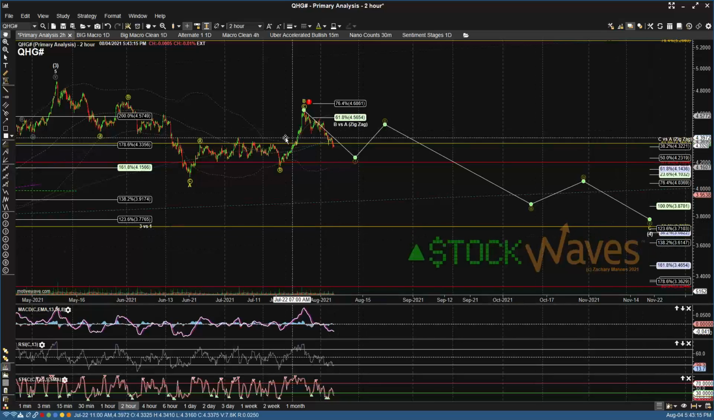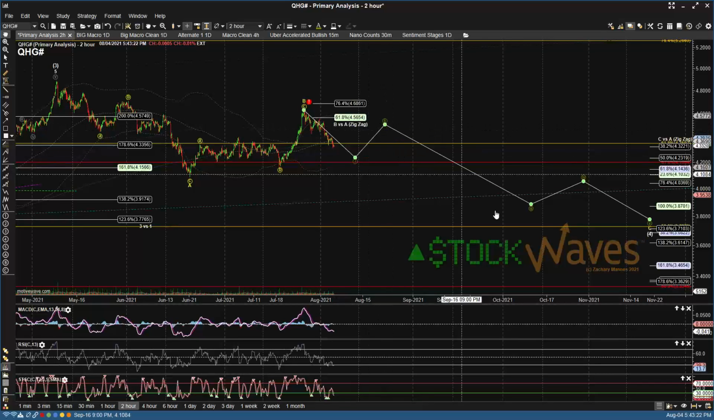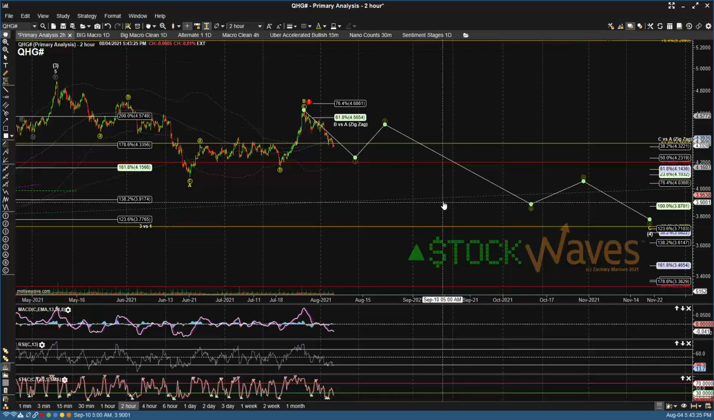That's really my preference. So we get a little bounce here as a parentheses 4, parentheses 5, then it bounces in a wave 2, then copper can start to drop more.